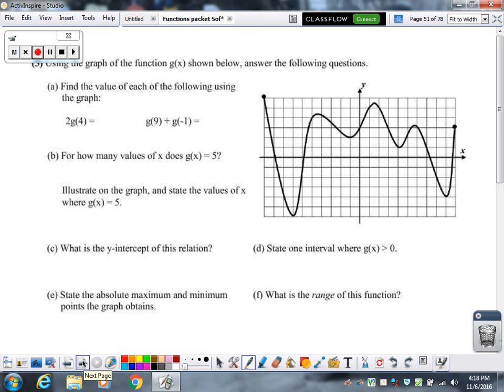So 2 times the value of the y when x is equal to 4. So when x is equal to 4, 1, 2, 3, 4. Corresponding y value is 1. 2 times 1 is 2.